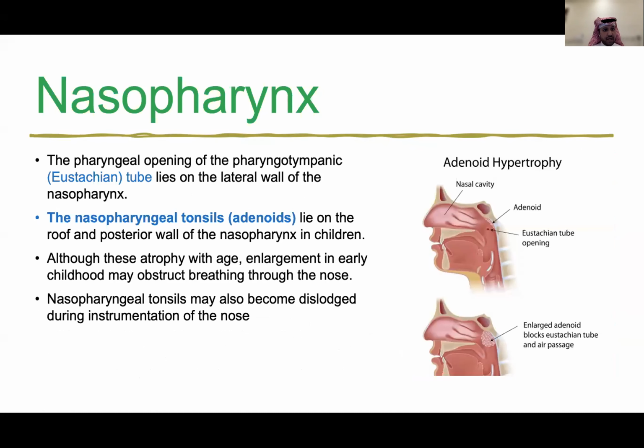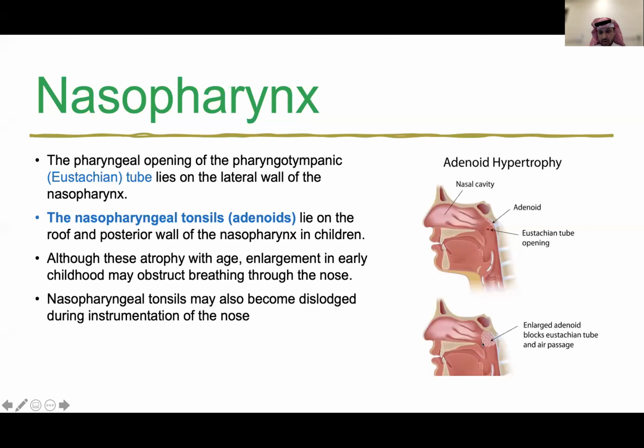We'll talk more about the nasopharynx. It also contains the pharyngeal opening of the pharyngotympanic tube, what we call the Eustachian tube, which is the opening between the nasopharynx and the ear. It maintains the pressure of the ear. It is present in the lateral wall of the nasopharynx. The nasopharyngeal tonsils are called adenoids.